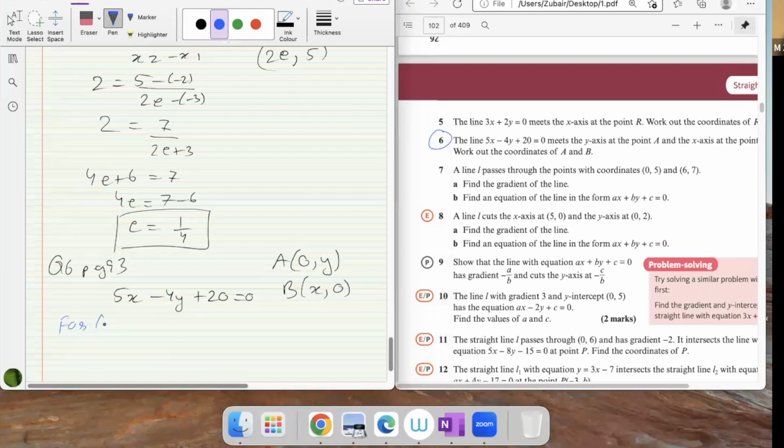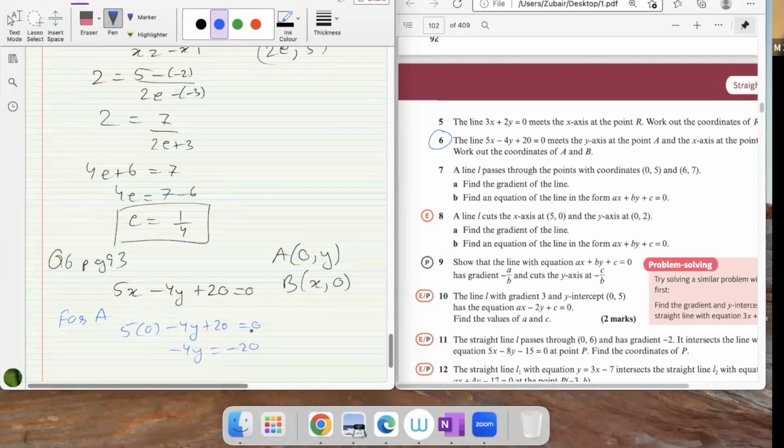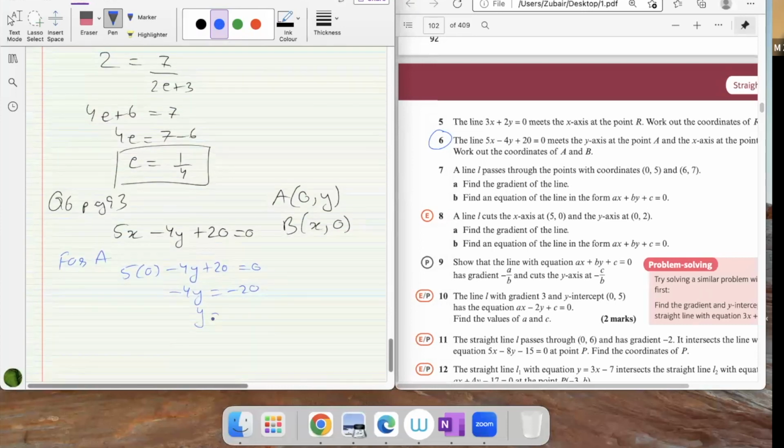So for A, we substitute. So 5 into 0 minus 4 into y plus 20 equals 0. Minus 4y equals minus 20. Y equals minus 20 by minus 4. Y is equal to 5. So coordinates of A are 0, 5.